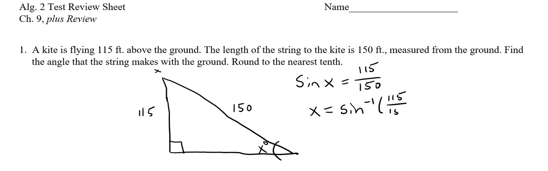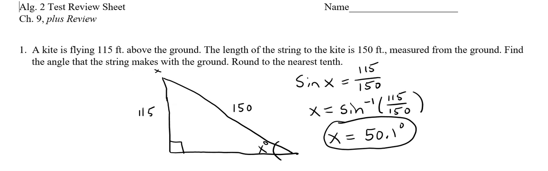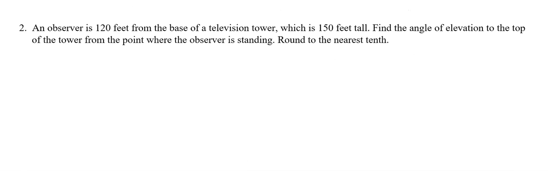So you'll put this in your calculator, second sine, and then do the fraction 115 divided by 150, and key that in. And that's 50.0554. We're supposed to round to the nearest tenth. That's one decimal place. So to the nearest tenth, that would be 50.1 degrees. And that's our answer for problem number 1.